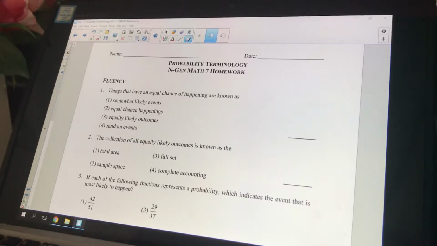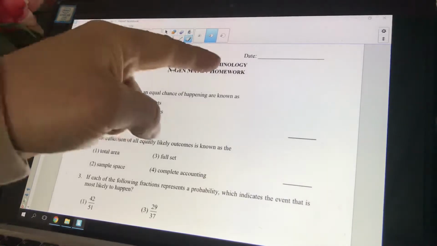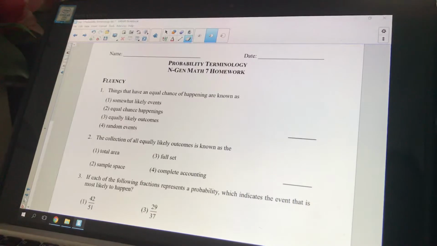This is Mr. Chase, and I'm answering the probability terminology homework, the last couple of pages of today's lesson. Hopefully you've already been through this. If you get stuck on a question, pause it and think about what I said, and then keep going through the rest of the questions. But here are the answers for today, okay?